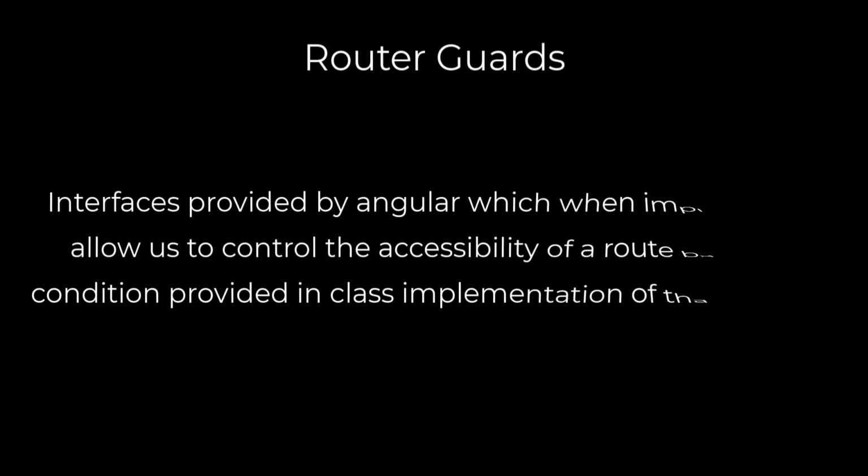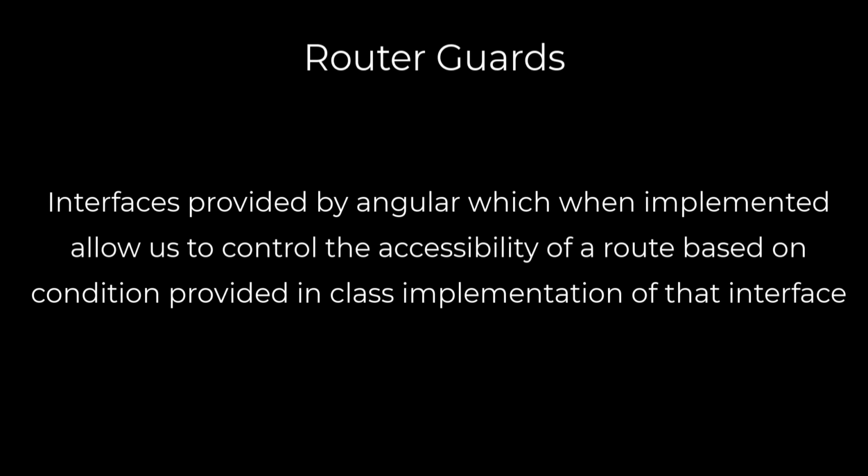Angular route guards are interfaces provided by Angular which, when implemented, allow us to control the accessibility of a route based on a condition provided in the class implementation of that interface. This definition seems to be confusing, but if you look closely you can understand. Router guards are interfaces provided by Angular. We can implement that interface, and in that implementation we can mention some condition and route based on that condition.